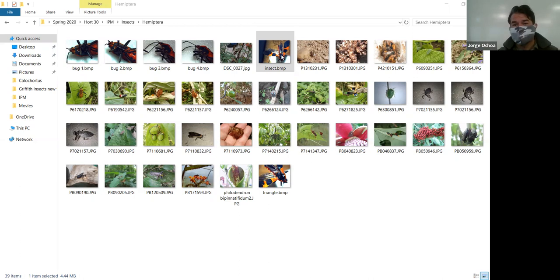So there's the close-up of this one. There's a side view. See the triangle, half. Leaf bugs. Here you can see the mouth part being folded on its front. Just juveniles hanging out. Another one that looks like it has wings.